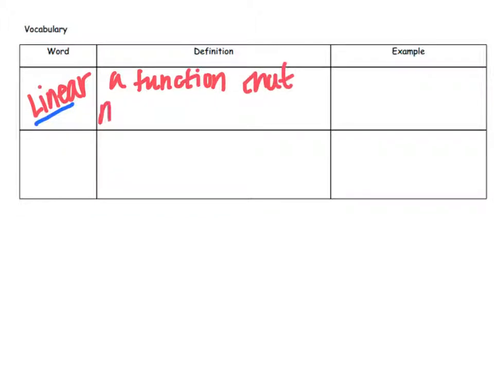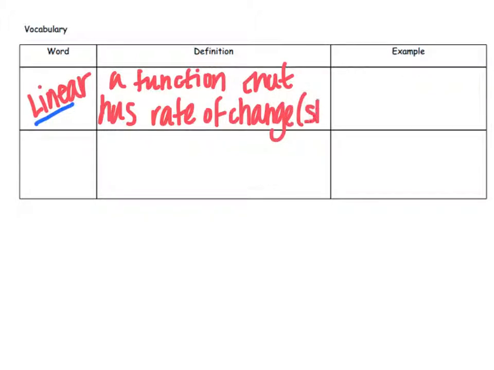Some words that you need to know in order to be able to identify linear and nonlinear functions are linear. Notice linear starts with the root word line. That is because a linear function is essentially just a line. So that is a function that has a constant rate of change, also known as the slope.